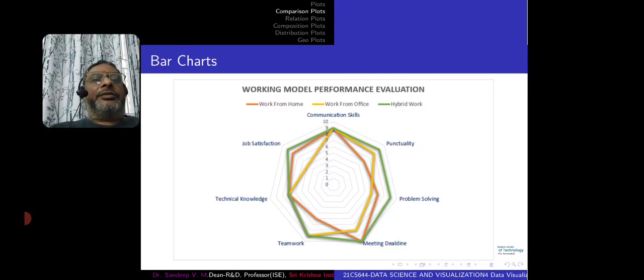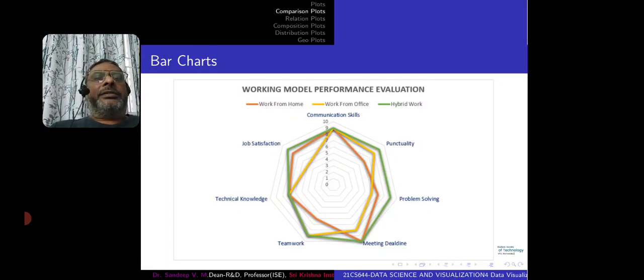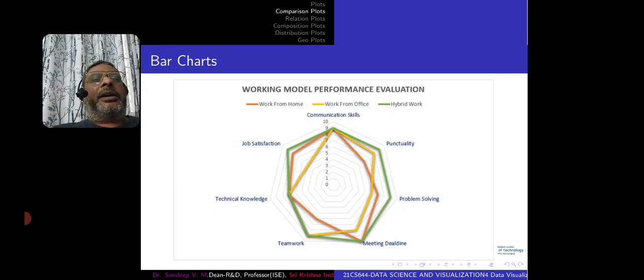But when it comes to technical knowledge, then all three have the same result, whether it is work from home or work from office or hybrid. Now looking at the job satisfaction, working from office has the least job satisfaction, working from home is better, but hybrid mode of working has the highest job satisfaction. Coming to the problem solving abilities, hybrid mode is outperforming the other two.